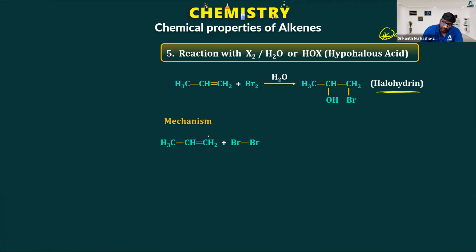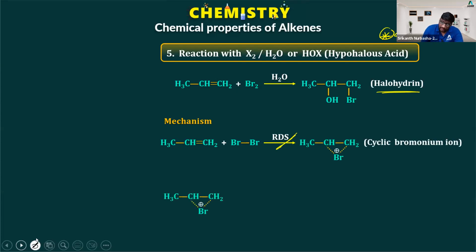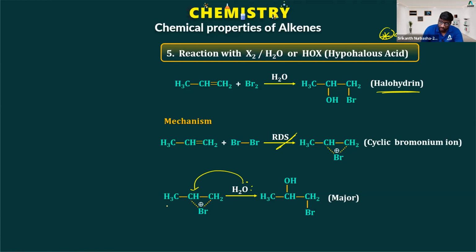So the mechanism is simple. The pi electron density attacks the bromine to form the cyclic halonium ion, which is your rate determining step. Now the lone pair of electrons on oxygen is going to attack this particular carbon. Understand, nucleophilic attack happens in such a way that the carbon with more positive charge, more stabilized, is attacked by the nucleophile, not based on steric repulsions. So we should get this compound CH3CH, with the lone pair of electrons on oxygen attacking, so two OH bonds, one lone pair and a positive charge, and CH2Br.